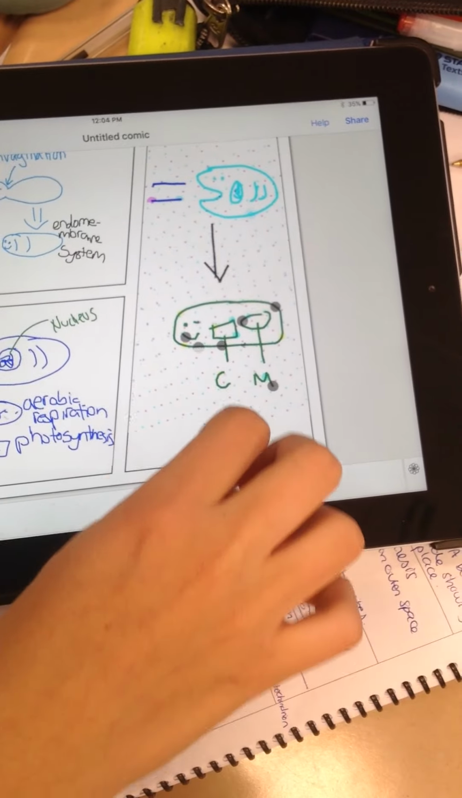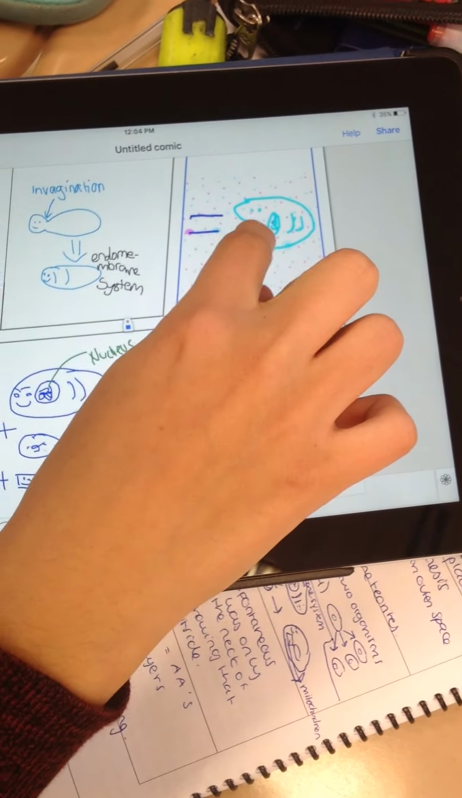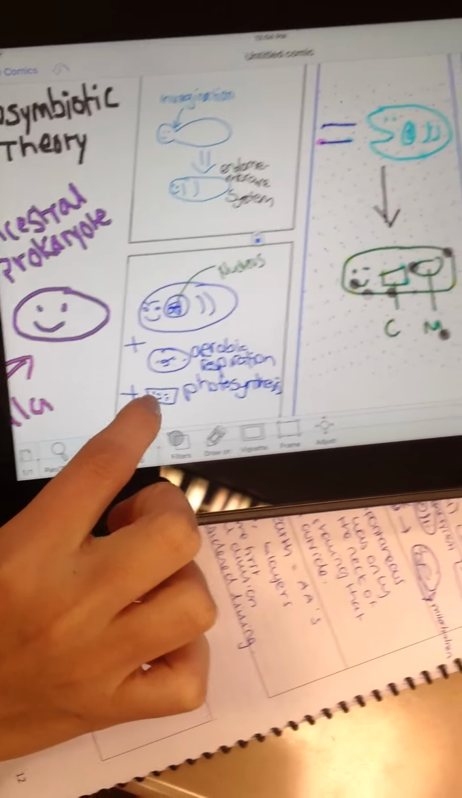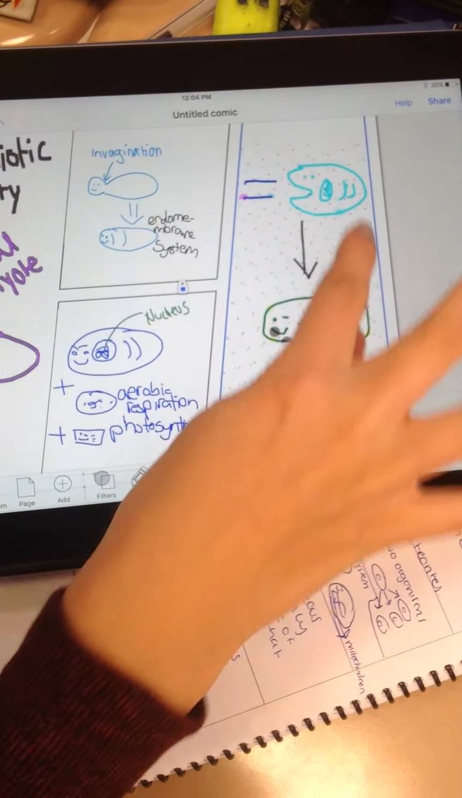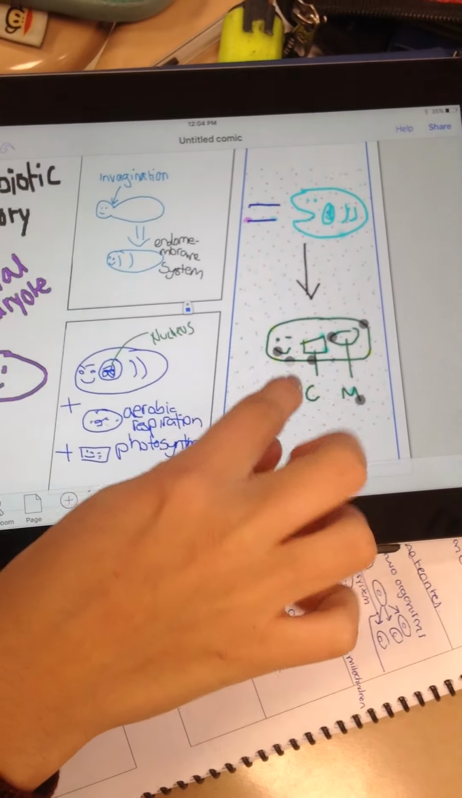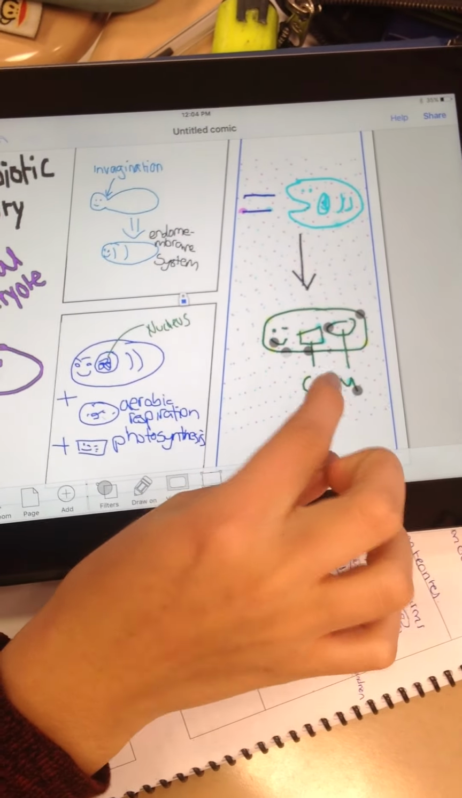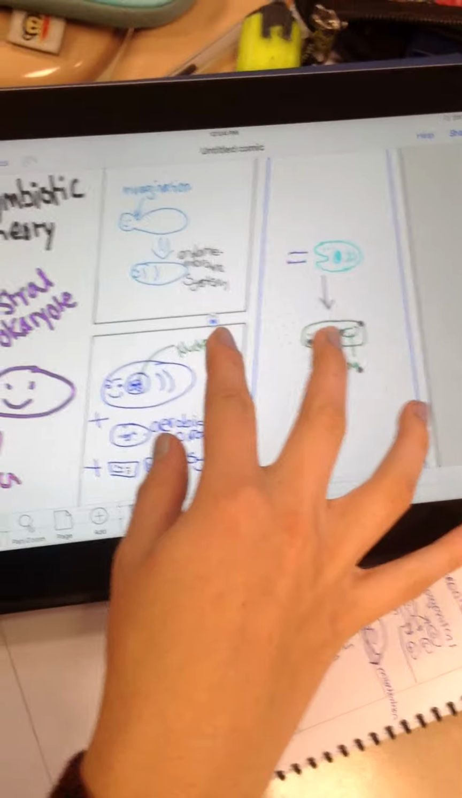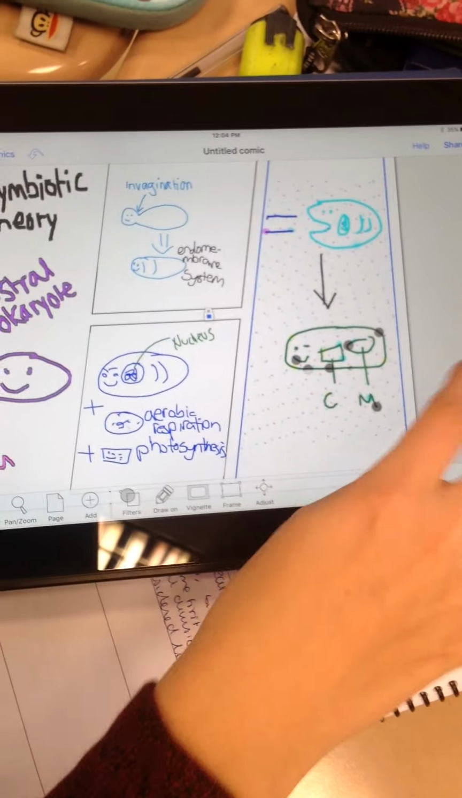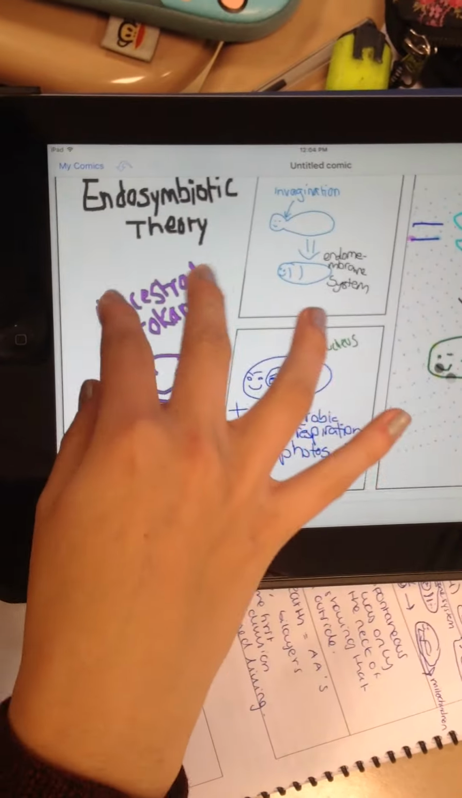a cell party. So basically, this ancestral prokaryote eats the aerobic respiration and photosynthesis, or it just becomes part of it, and that ends up in this cell, which has both a chloroplast and a mitochondria. That means that it's a complex cell.